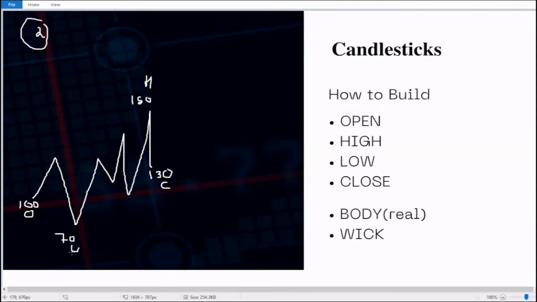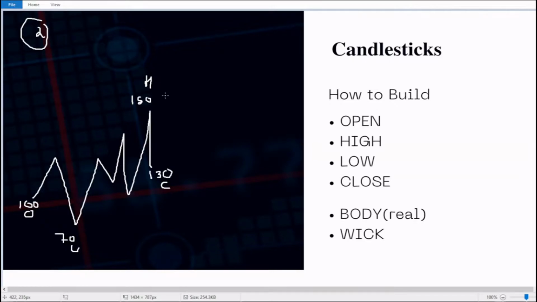So I'm going to call this low, the lowest point at which the stock has traded. Finally, I'm going to call this H, which means the highest point through the day where the stock has traded. And finally, this I'm going to call C, or the close price, which is at 130 because the market ended at this level.